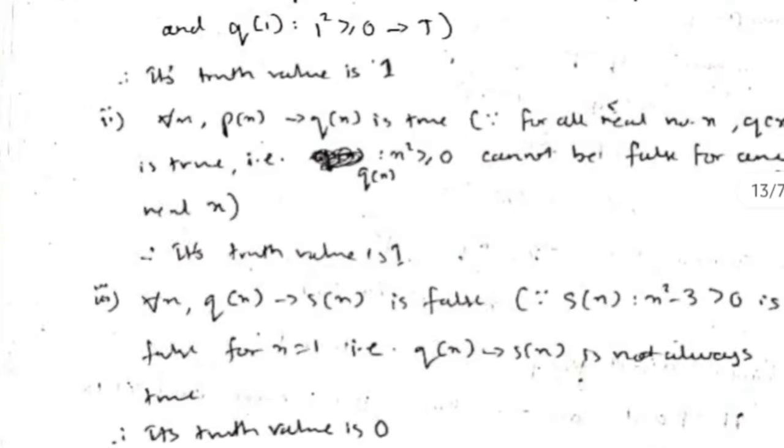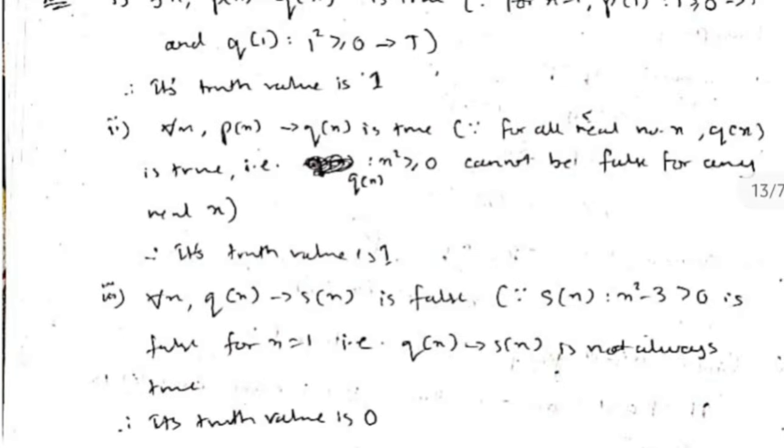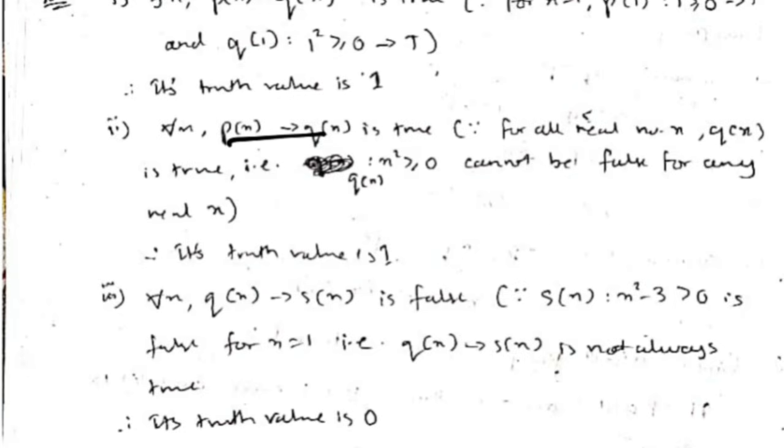You have to prove that for all x, p of x conditional q of x. For this question we have to prove it for all real numbers. Now since this is a conditional, p of x conditional q of x can be false only when q of x is 0, because in a conditional the truth value will be false only when q is 0. If q is 1, no matter what p is, the final value will be 1. So whenever q is 0, at that time the conditional truth value will be false.